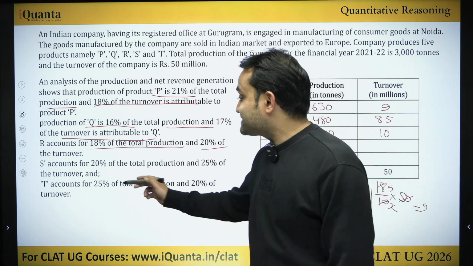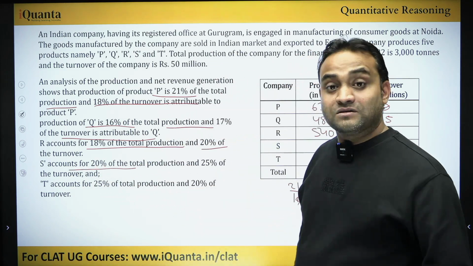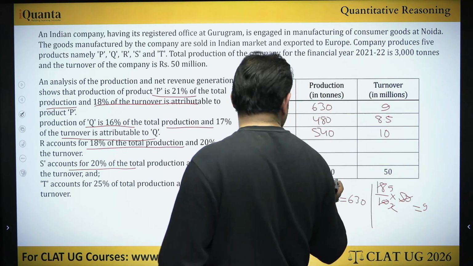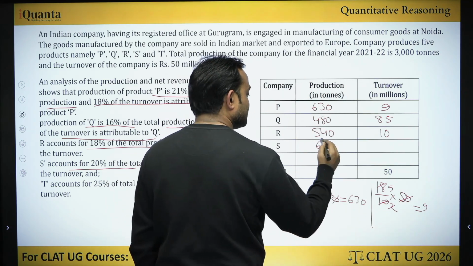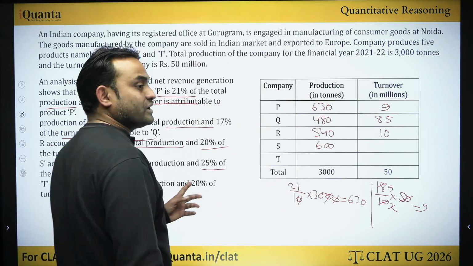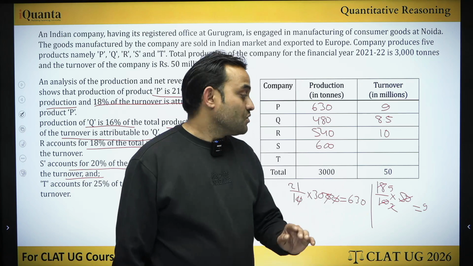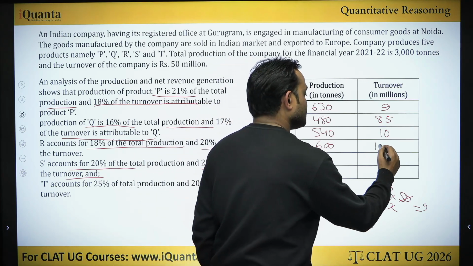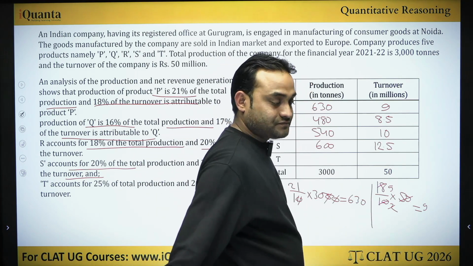Then it was the turn of S. S accounts for 20%, 1/5. 1/5 of 3000 is 600. And then 25% of the turnover. What is 25%? 1 by 4. 1 by 4 of 50 is 12.5.